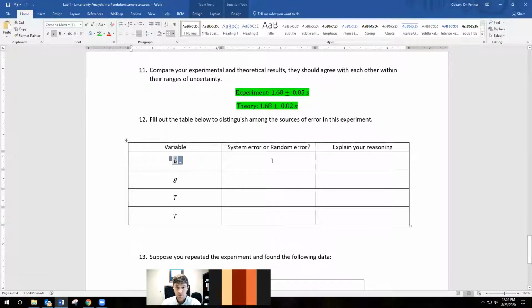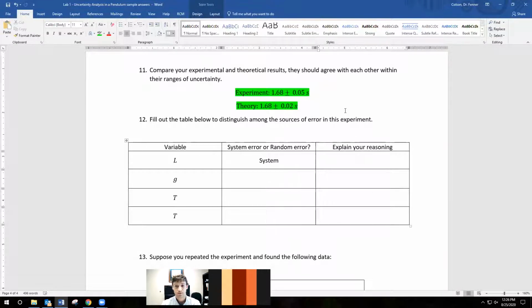So the length variable, we did measure the length as 70 centimeters plus or minus 1 centimeter. Would that be system uncertainty, or what type of uncertainty associated with the variable L would that be? Systemic, associated with the experiment, or just purely random? I would call that system error rather than random error, because that's the limitation of the measuring device.